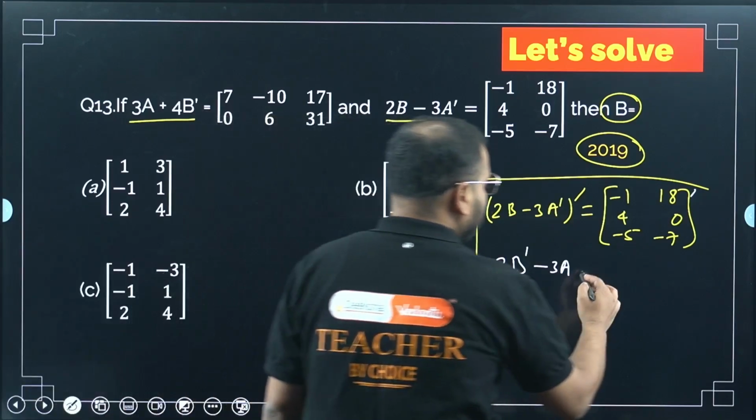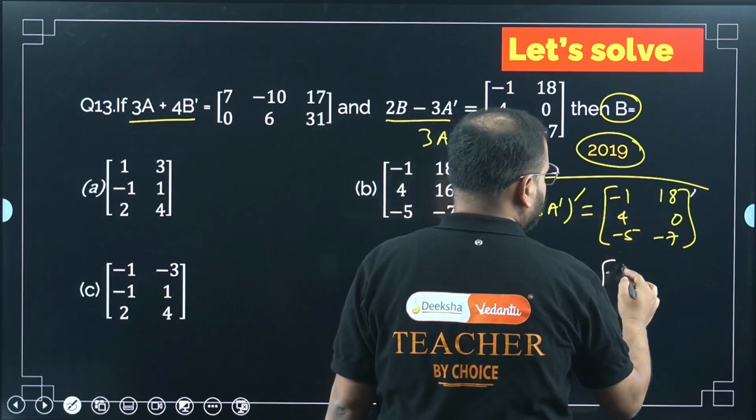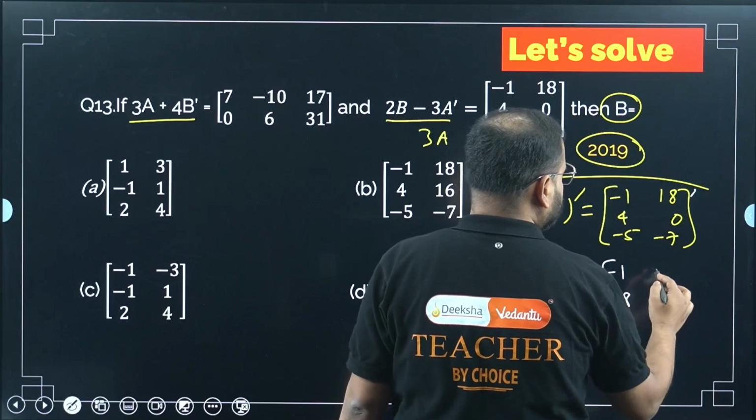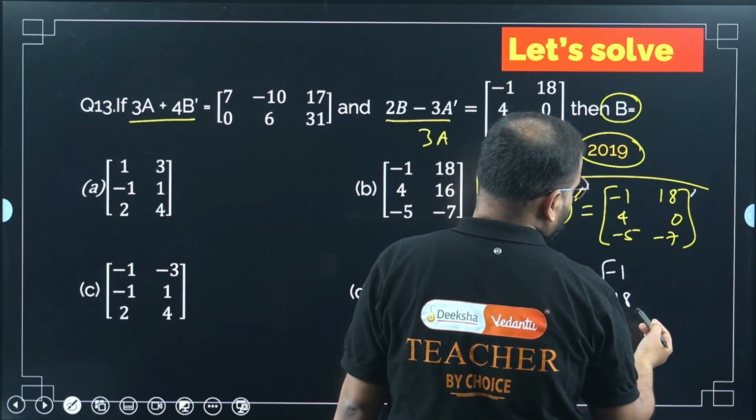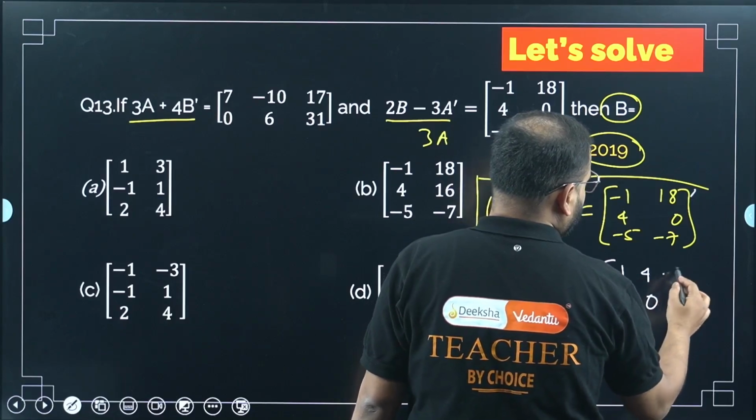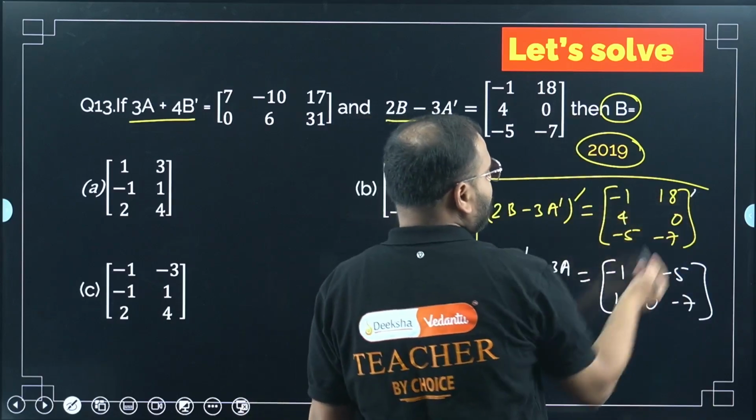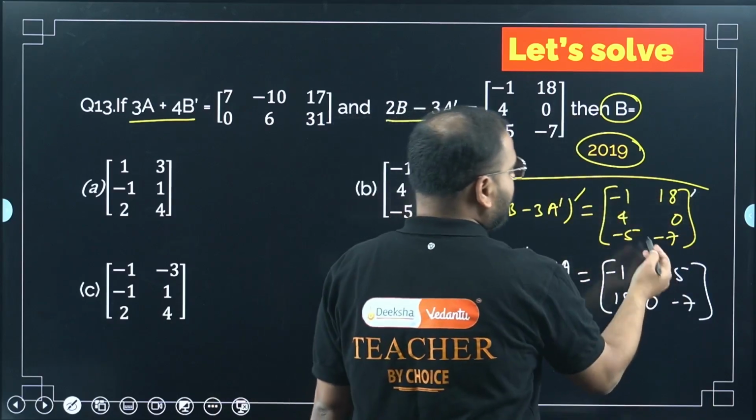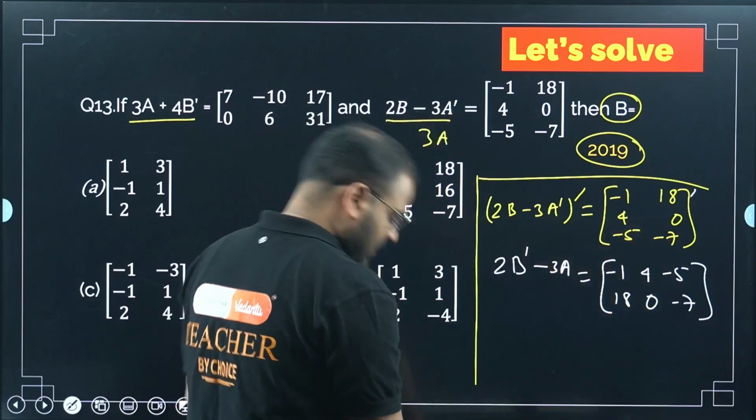Please check this part. What will happen to the matrix? The row will become column. So I'll write it as minus 1, 18, and this will be 4, 0, minus 5, minus 7. Correct, right? First row becomes first column, second row becomes second column, and the third row becomes third column. Transpose has been taken. Now please check.